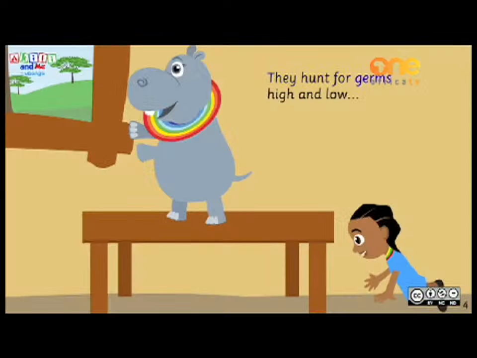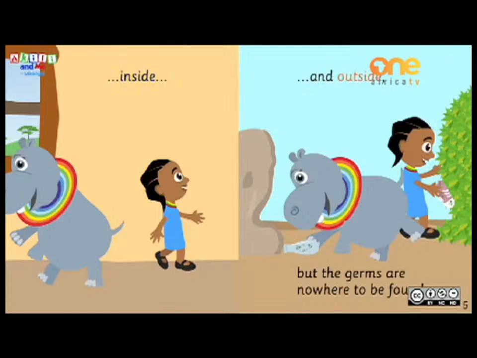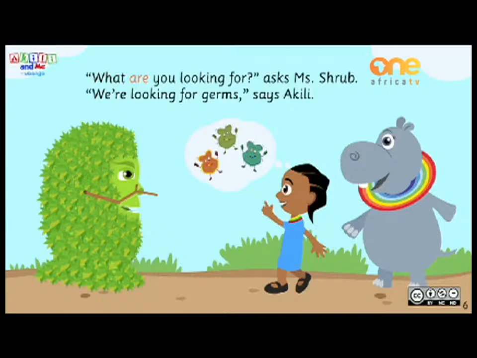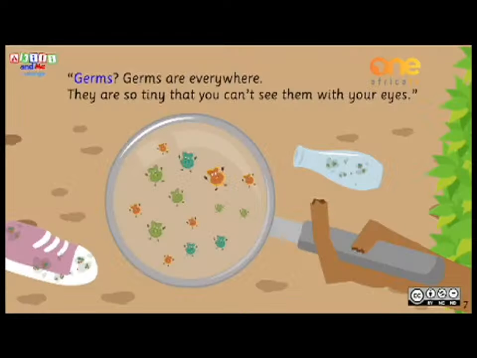They hunt for germs high and low, inside and outside. But the germs are nowhere to be found. What are you looking for? Asked Miss Shrub. We're looking for germs, says Akili. Germs? Germs are everywhere. They are so tiny that you can't see them with your eyes.